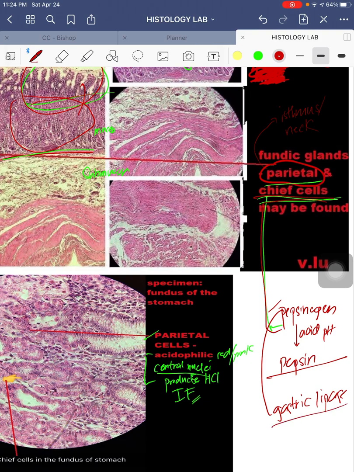How do you differentiate chief cells from your parietal cells? Parietal cells, for one, are very acidophilic or red. Chief cells are not that red, and you will see them looking kind of dirty, or granulated in appearance. They are granulated because of the presence of abundant rough endoplasmic reticulum, and they have granules with the pepsinogen molecules. So you may have zymogen granules, and that's to aid in your identification.